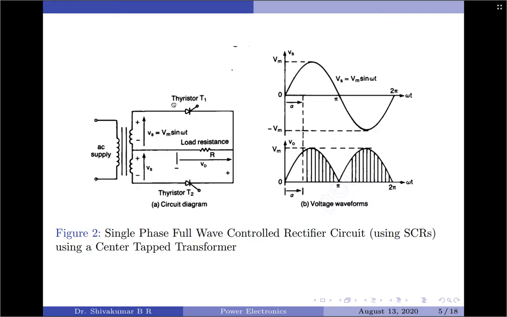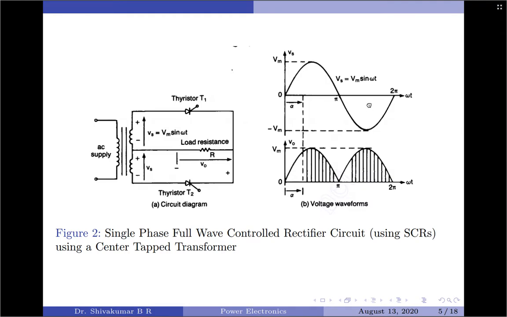closed switch, and the voltage appears across the load. So the shaded portion of the curve, what you can see here in the second waveform below, is what you get as an output. A similar approximation can be extended for the negative half cycle.